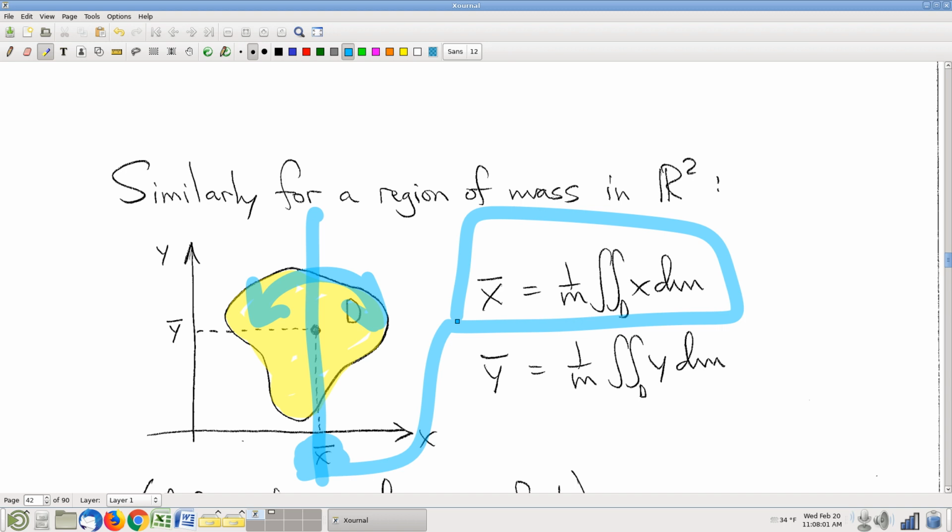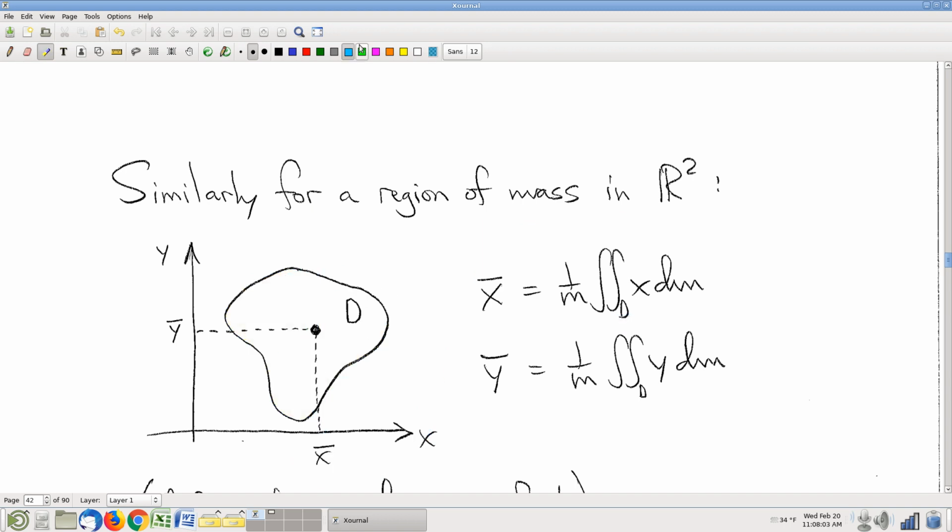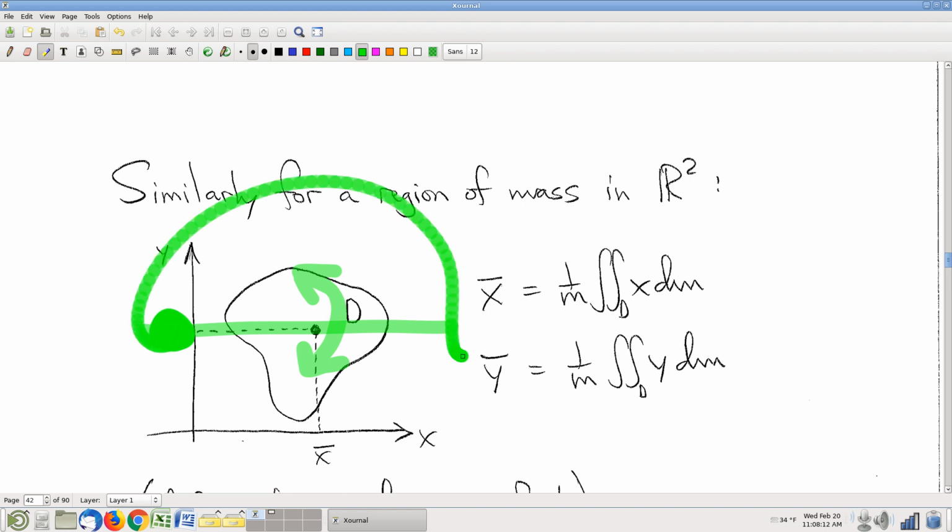You can make an analogous argument. Where would you draw a line such that the torques in these two different directions balance? Solve for that thing called y bar, and there's the formula.